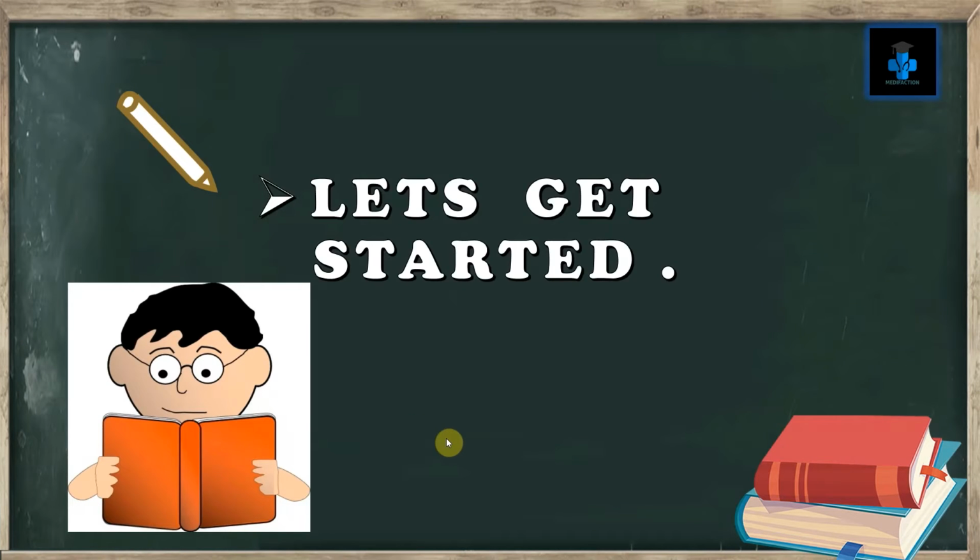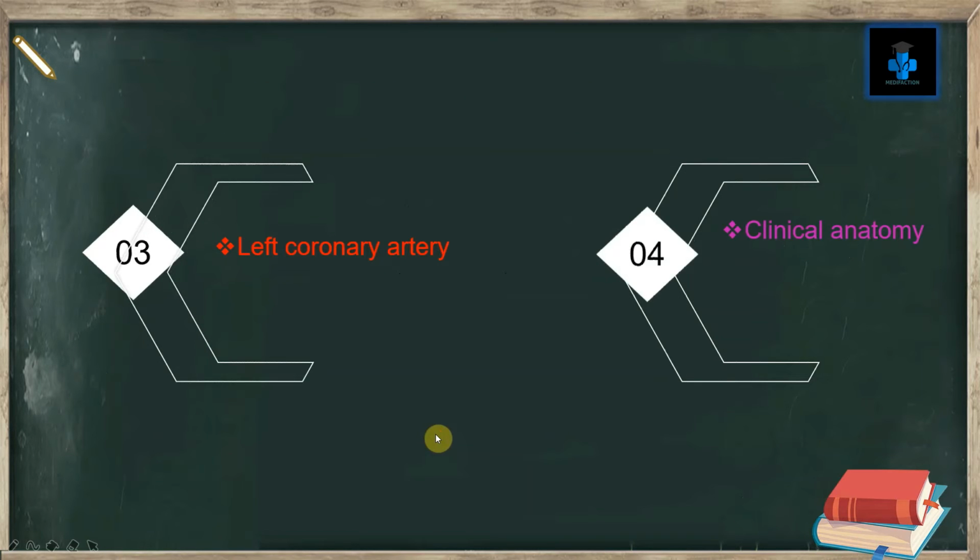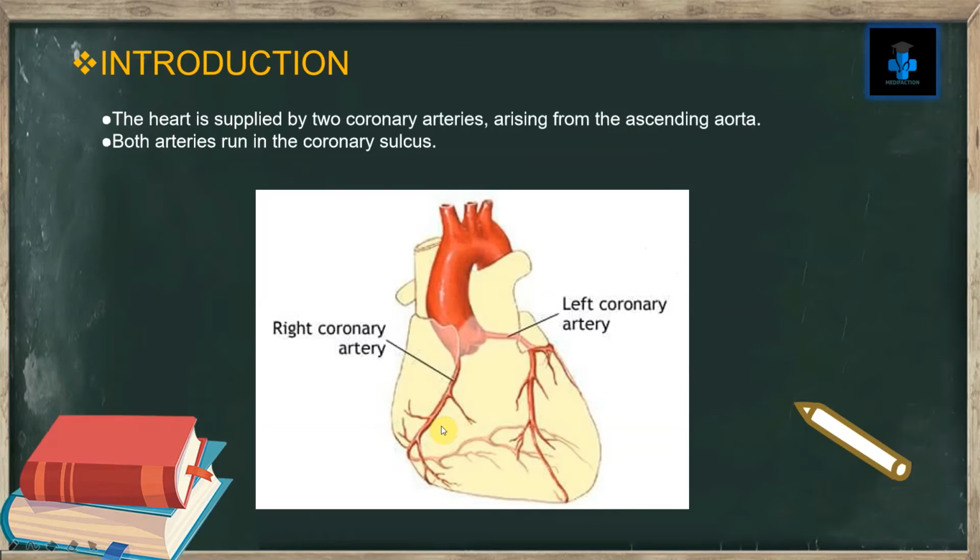In this video, I will be enumerating an introduction about coronary arteries. We will also discuss the right coronary artery, the left coronary artery, and some of its important clinical anatomy. Introduction. The heart is supplied by two coronary arteries, namely the right coronary artery and the left coronary artery. These arise from the ascending aorta. Both arteries run in the coronary sulcus.